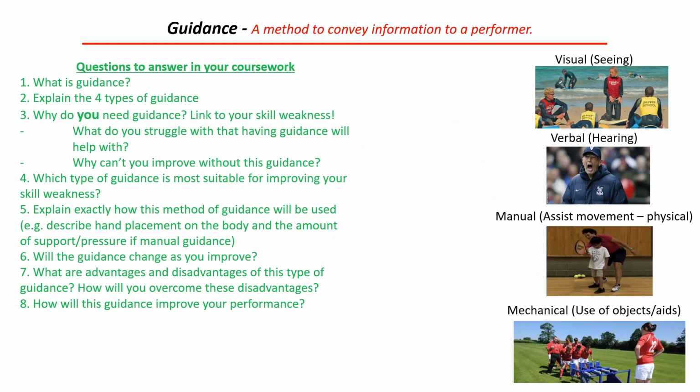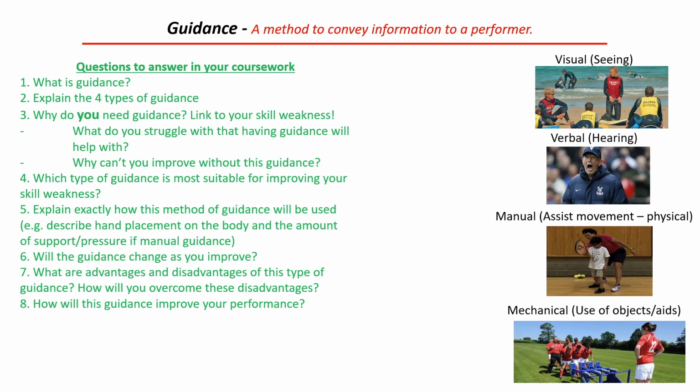On the left-hand side in the green text is everything you need to include in this section of the coursework. If you just answer and work through these questions methodically, then you'll do really well in this section. On the right hand side is some prompts. These are the 4 different types of guidance. You do need to explain all 4 types of guidance in question number 2. Why do you need guidance? You've got some prompts in there to answer and work with.